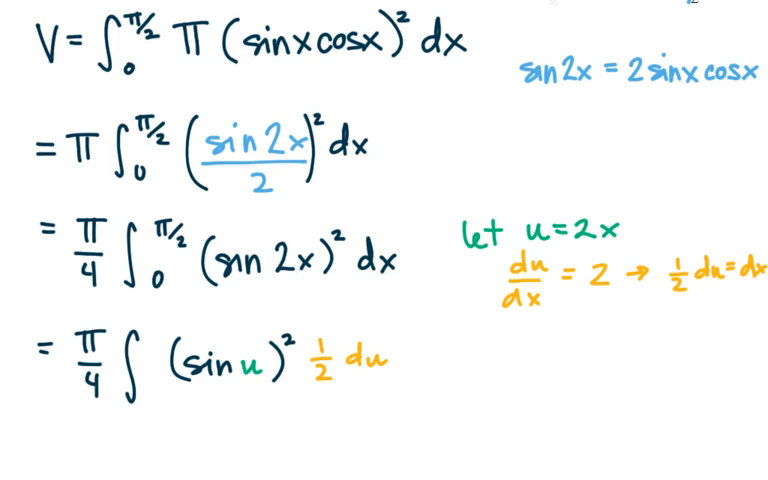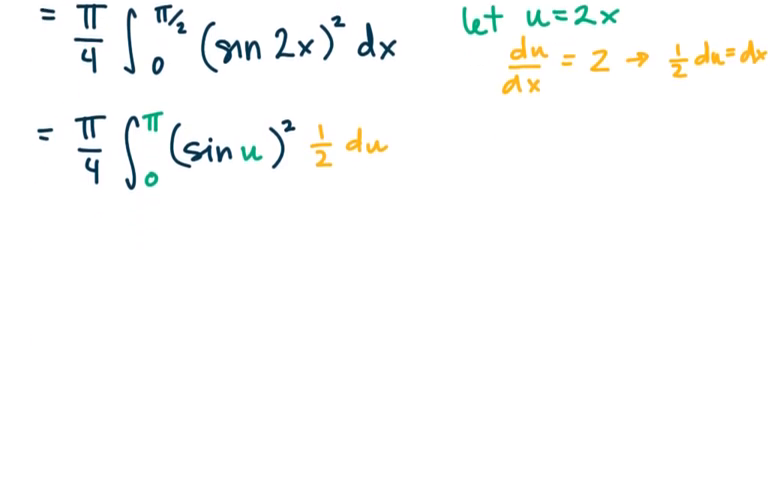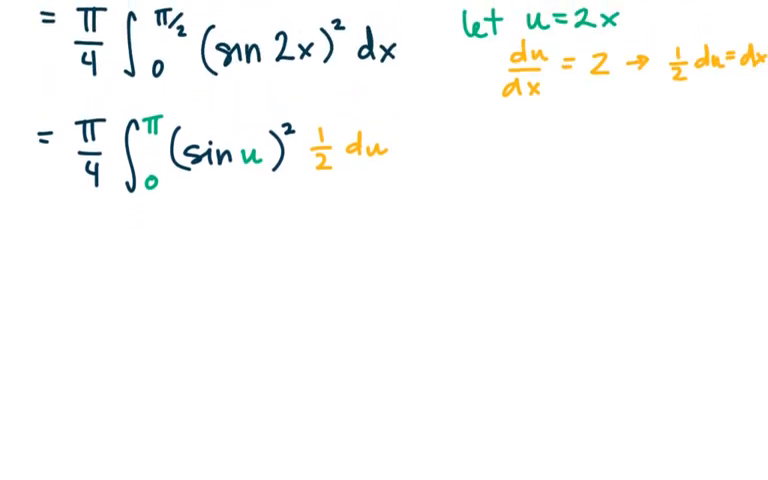And when I look at changing my bounds, I'm plugging them into my u equation. So 2 times 0, that would remain 0, but 2 times pi over 2, that's going to give me this bound of pi. So remember, if you do a u substitution with a definite integral, you need to make sure that you change or amend your bounds. So now we have pi over 8 from 0 to pi of sine squared u du.